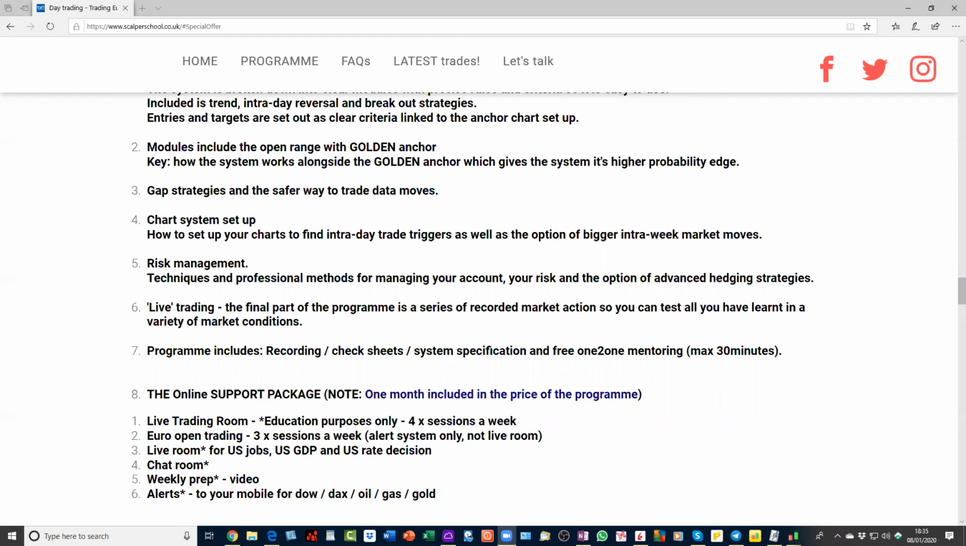Live trading, so there's simulated trading in the program as well. All of this is recorded, and there are check sheets and system specifications to go out. That gives you access to the live trading room, which is a minimum of 4 sessions a week. This week it's 5 because we've got non-farm payroll. The alert room is working for 5 Euro sessions and 5 US sessions. So there's a lot in this.